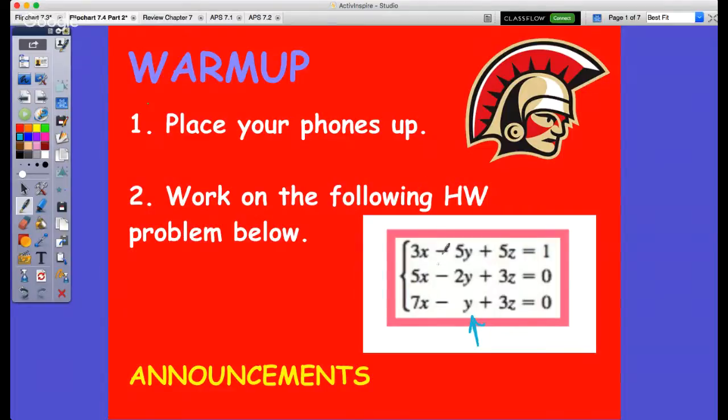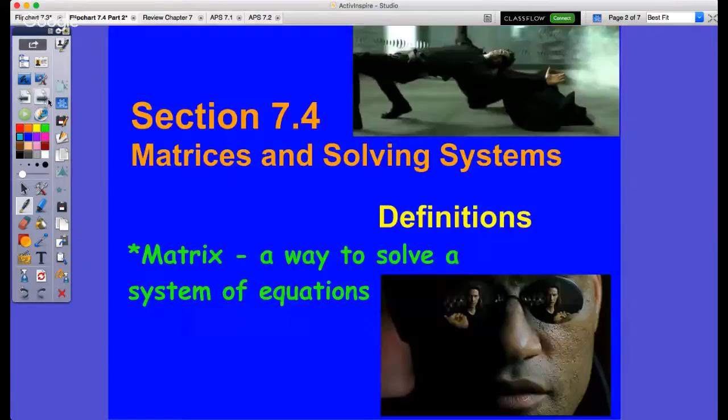All right, so on this x, y, and z, what do we do if we wanted to solve all of this via calculator? That's a good question. How can I solve this using a calculator?